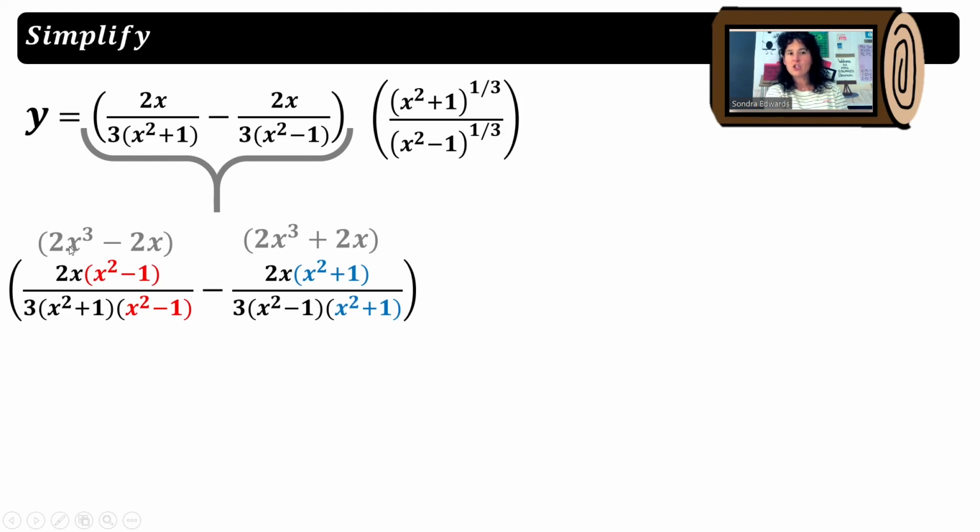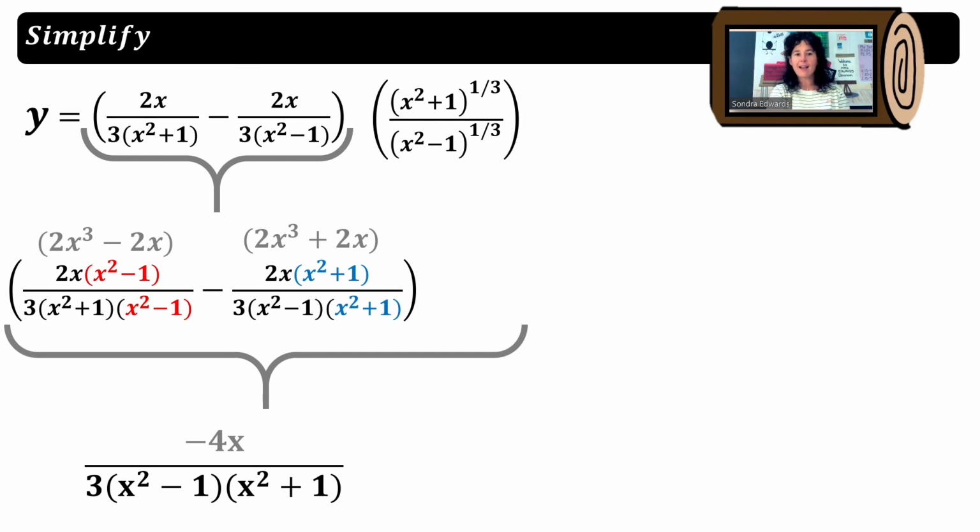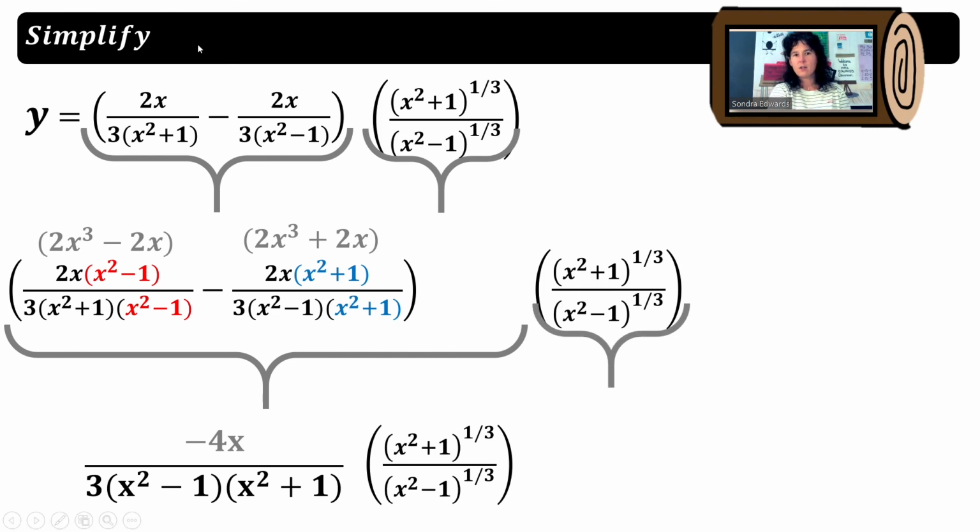So let's think about that. 2x cubed minus 2x minus 2x cubed minus 2x. So the 2x cubed minus 2x cubed, that's gone. And negative 2x minus 2x will be negative 4x over that common denominator. I'm going to bring down what we did here, and now I need to multiply these together. Multiplying fractions, numerators times numerators, denominators times denominators. So we have negative 4x times x squared plus 1 to the 1/3.